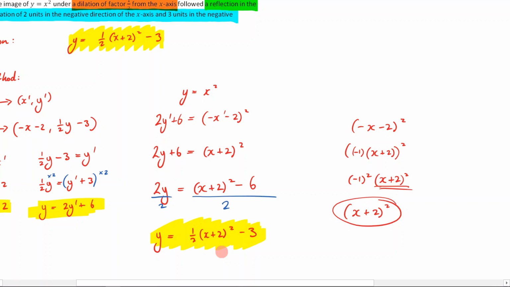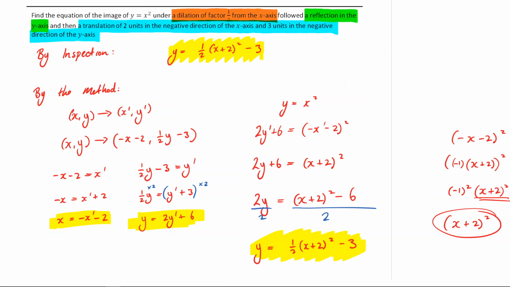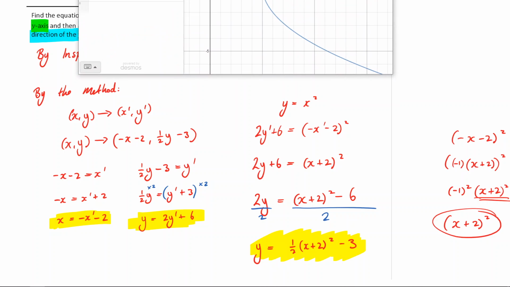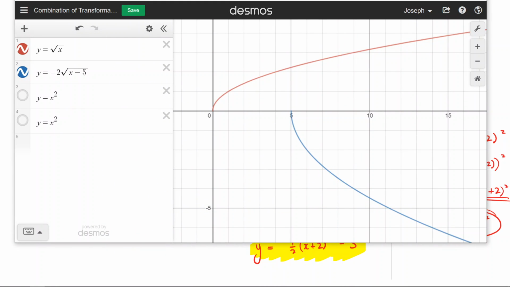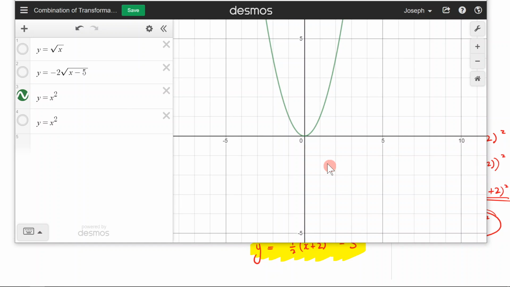And let's now just go through what we've done on Desmos, just so you can get a picture of what's actually happening here. So let's bring Desmos back down here. So here it is right here. So there's the previous thing we did. And let's just begin by graphing x squared. So there is x squared. Now the first transformation we had to apply was a dilation of a factor of a half from the x-axis.